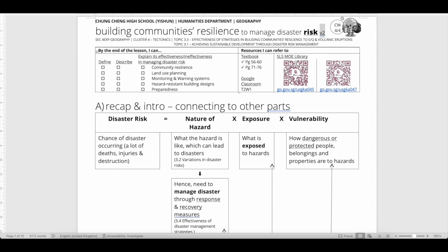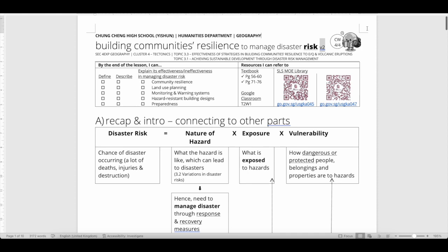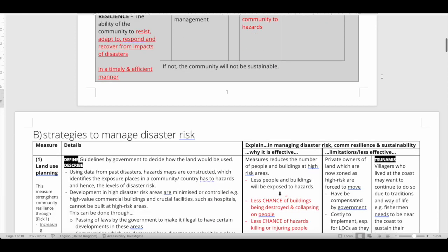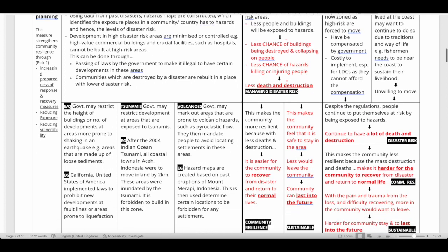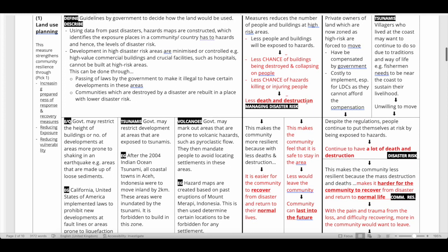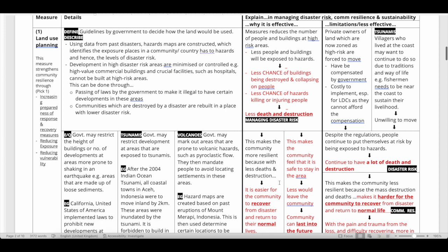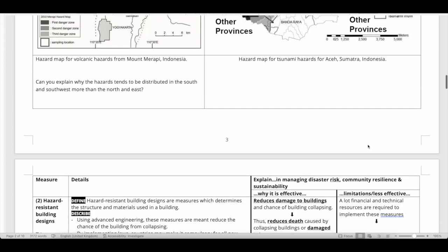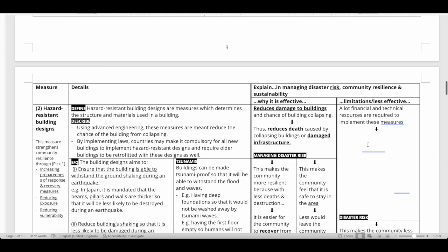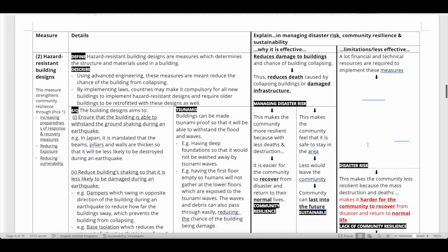All right, now we're going to look at this handout that I've given you, the revised one, where I added in more things for you. In class we have already talked about land use planning, and I've already printed out what we have discussed, why it is effective, and why it is not effective also in some cases. I've given you examples here. You go on to page 4, hazard resistant design.